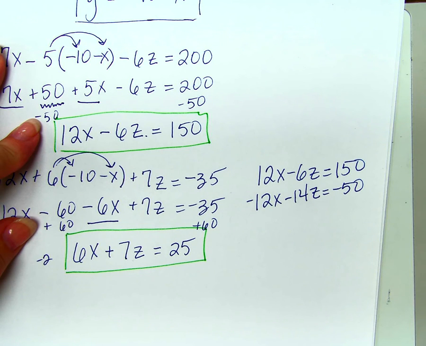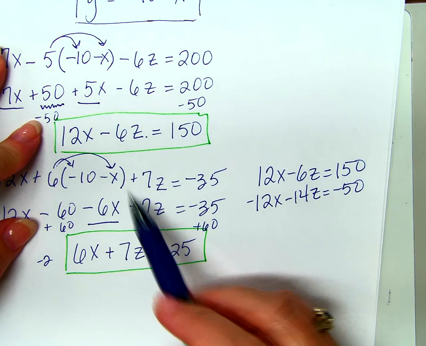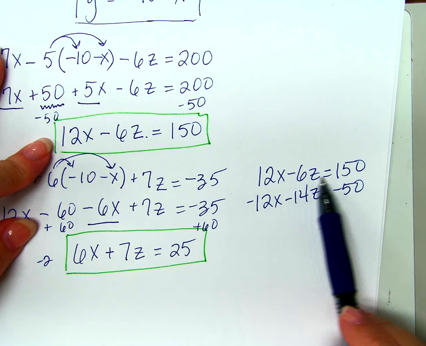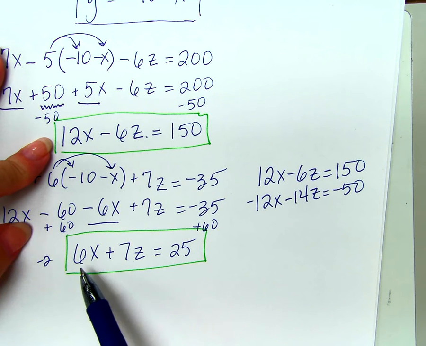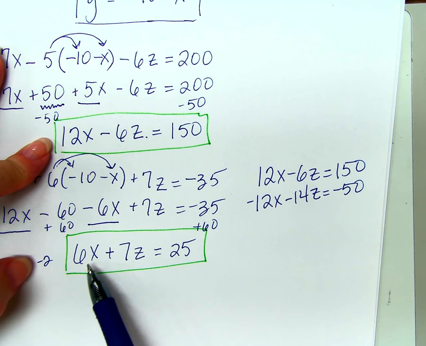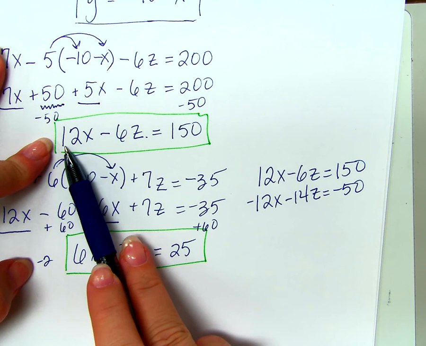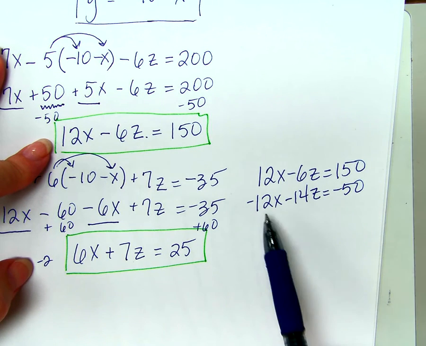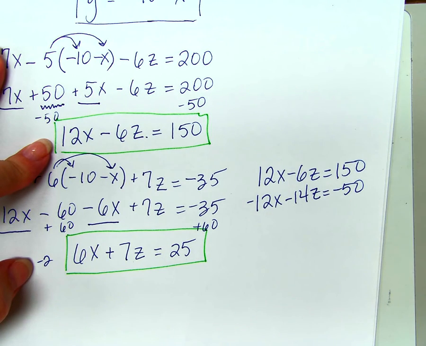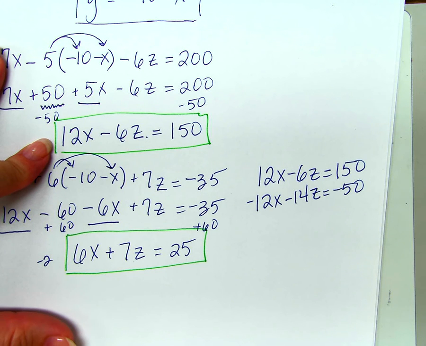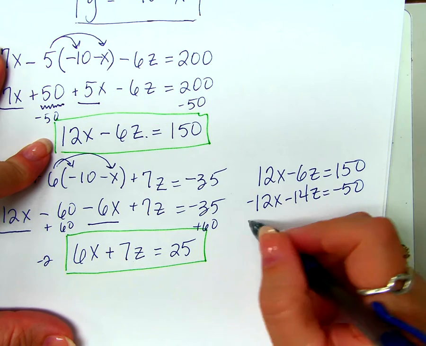Yes. Okay. So I rewrote the top one. Got that right here. I multiplied the bottom one by negative 2 because I knew that multiplying the bottom one by negative 2 would give me the same number but opposite signs, so opposite numbers for the x's, which is what I need if I'm solving by elimination. Yes? Okay. Now what do I do?